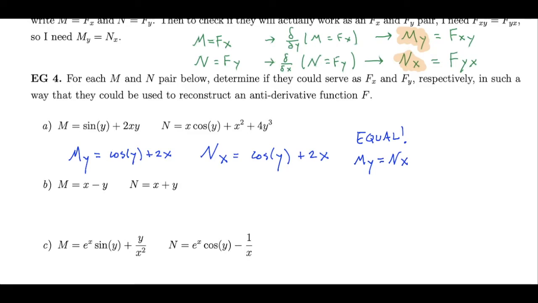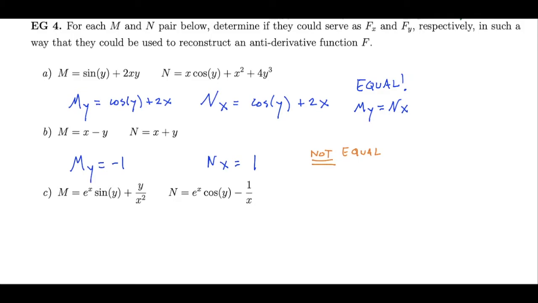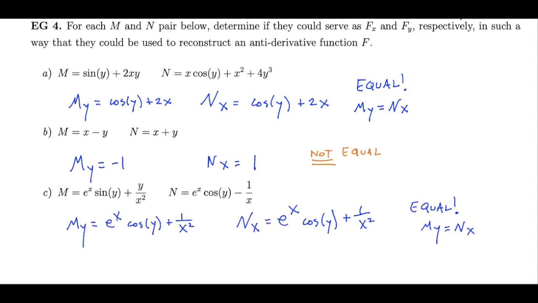Let's try that again in part B. Calculating the appropriate derivatives in this case indicates that these two expressions are not equal. Therefore, this M and N pair can't be used to reconstruct a capital F. Let's try it one more time in part C. In part C, the appropriate partial derivative expressions are equal. So we could use this pair to reconstruct a capital F.